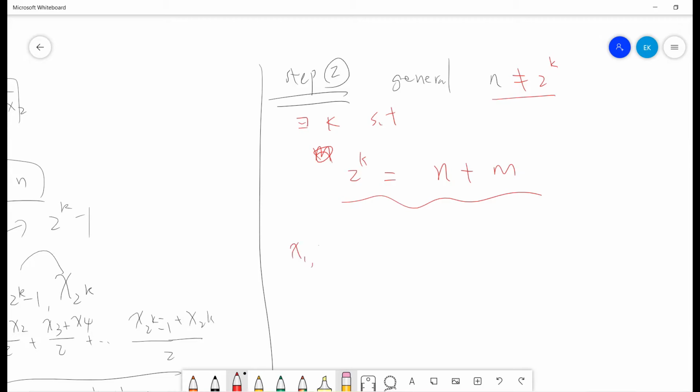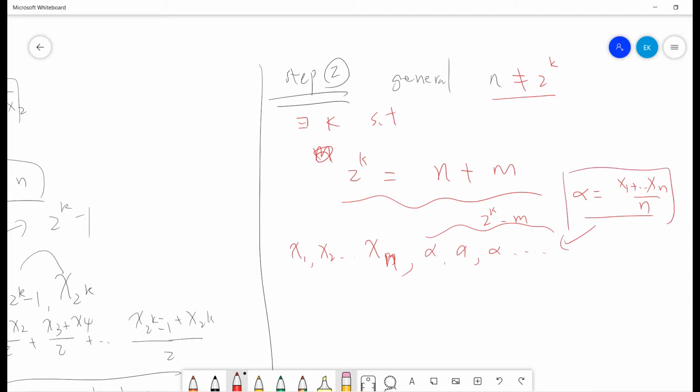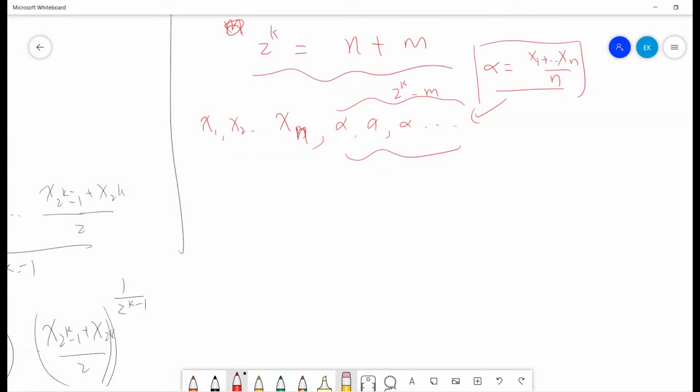Okay, so now suppose you have x1, x2 up to xn, then I need to give you other m numbers such that this is correct. So I can define other m numbers called alpha. They are all called alpha, and in total they have 2 to the k minus n. Alpha is defined to be just their mean. So basically, I build another m numbers to make sure that they are 2 to the k. Then I can use the 2 to the k arithmetic mean geometric mean inequality.